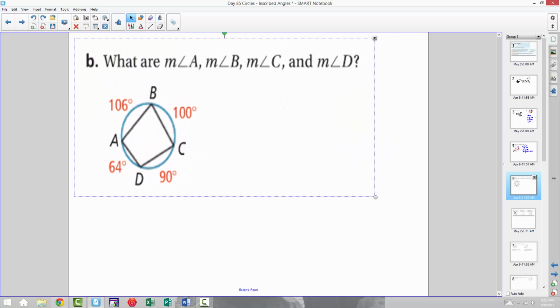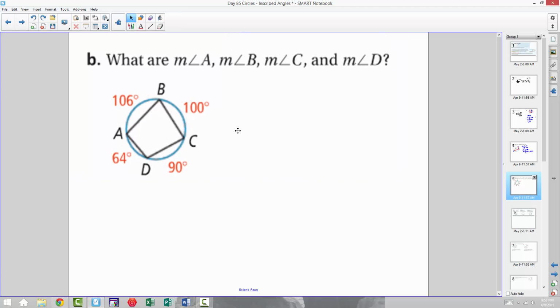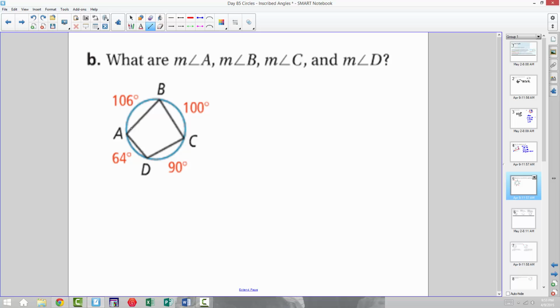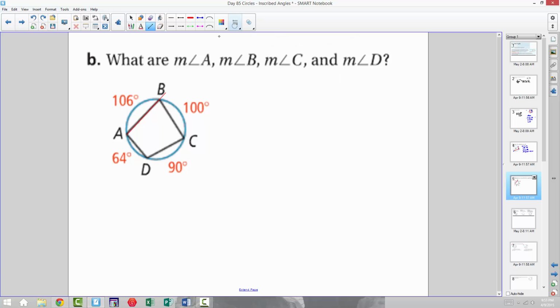I want to find all of these measurements. Okay, I want to find angle A, angle B, angle C, angle D. Well, let's start with angle A. Angle A is inscribed because the vertex is on the circle and it's formed by two chords. So I'm going to draw on my red lines. So here are my red lines.